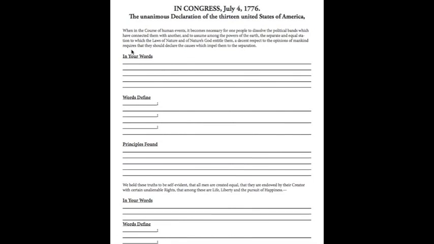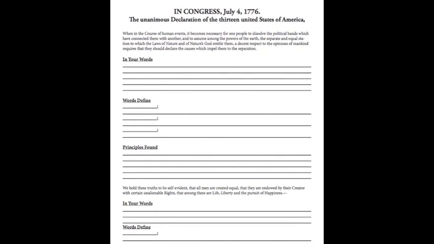So this is what the journal looks like, and it is basically the text in a structured order to help you understand the text at a deeper level. Whenever we start a document study, it's always really important that we start with the title so that we understand exactly what we're reading. So if we start at the very beginning, it says, In Congress, July 4th, 1776.